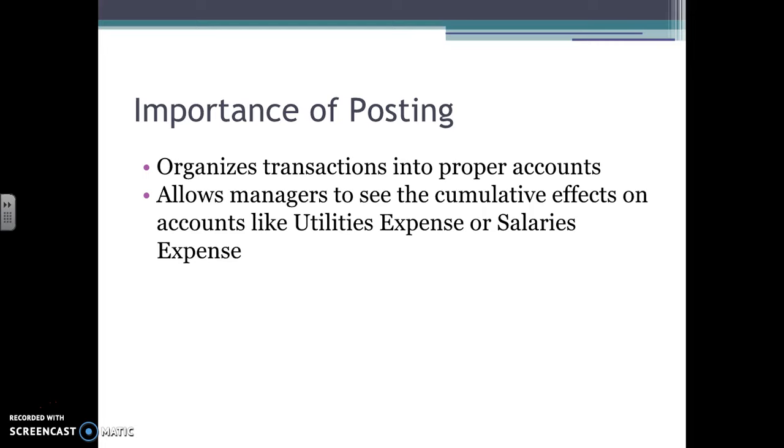Now, the importance of posting, it organizes transactions into proper accounts. It's also going to allow managers to see the cumulative effects of accounts like utilities expense or salaries expense. It can help accounting managers be able to determine which accounts are the highest expenses and also which accounts might be the highest revenues. Could be important information when making business decisions.